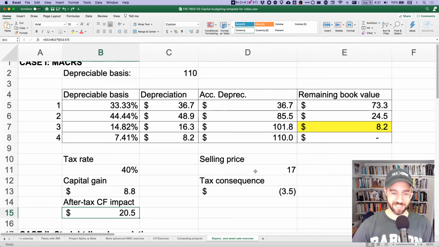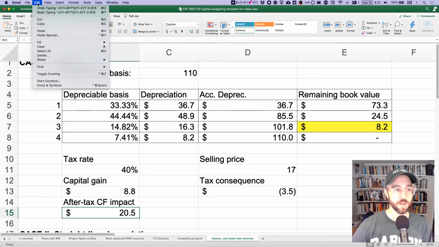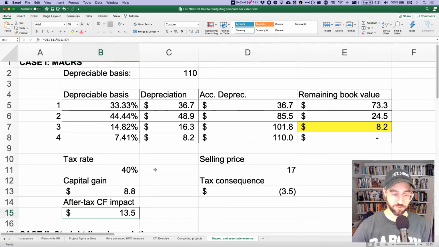I say, hey, they sold this thing for 17. How could they have gotten 20.5? Well, they would have had to get a tax rebate, but they don't deserve a tax rebate if they sell it for more than it's worth. They should be paying a tax bill. So that's how I realized that I needed to fix this and remind myself that I really needed a minus sign in there, which of course is what the formula on the slides suggests.